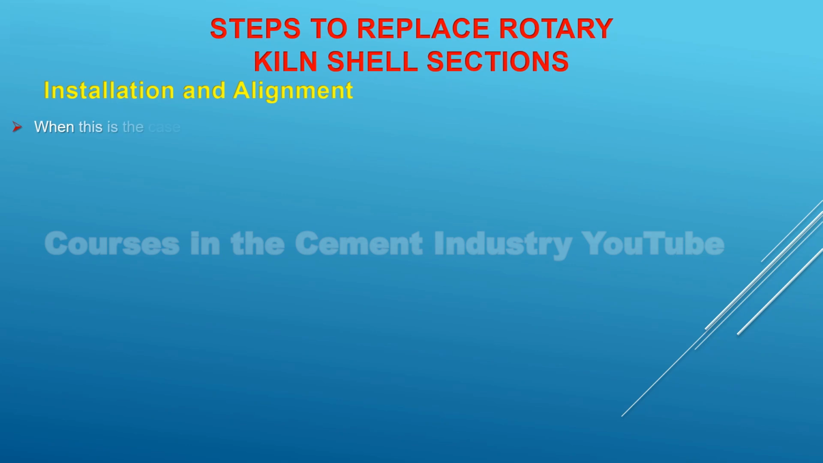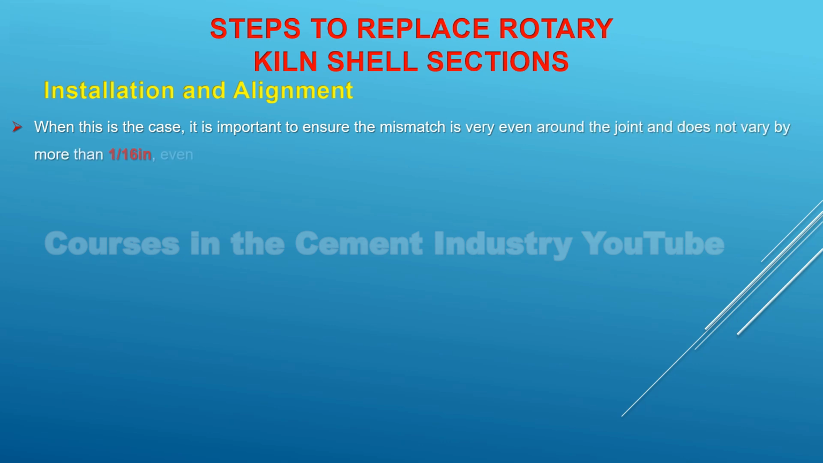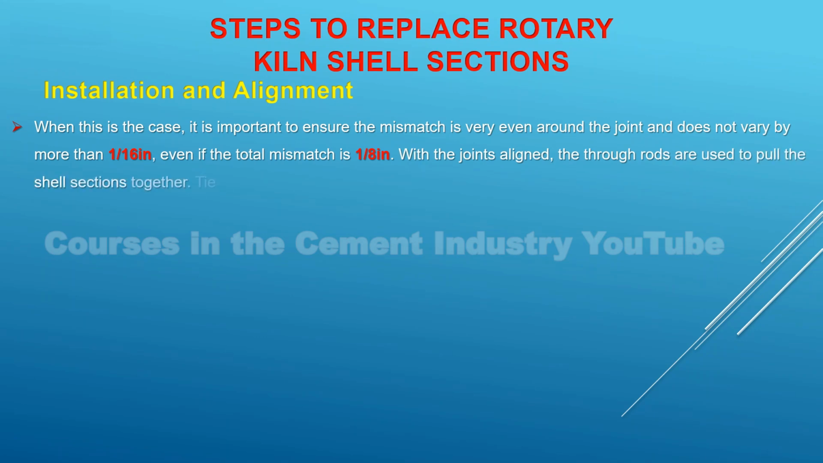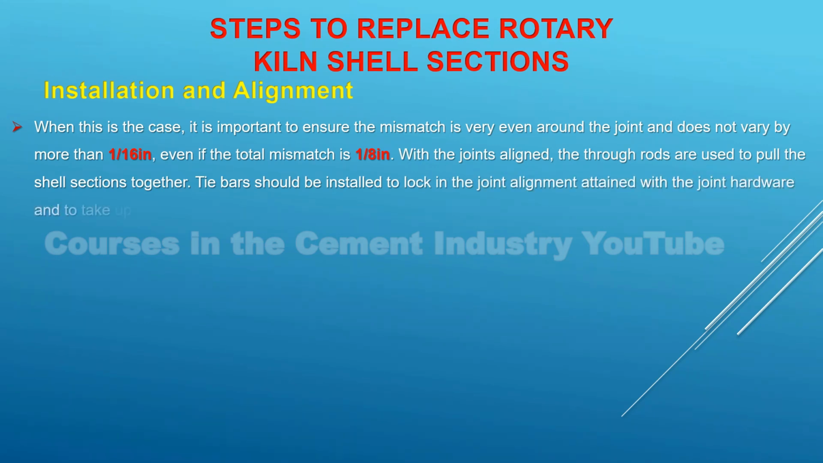When this is the case, it is important to ensure the mismatch is very even around the joint, and does not vary by more than 1/16 inch, even if the total mismatch is 1/8 inch. With the joints aligned, the through rods are used to pull the shell sections together. Tie bars should be installed to lock in the joint alignment attained with the joint hardware and to take up the torsional forces exerted on the joint during rotation.